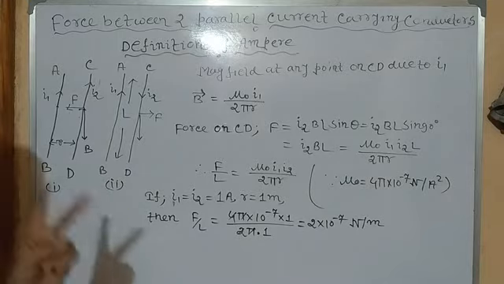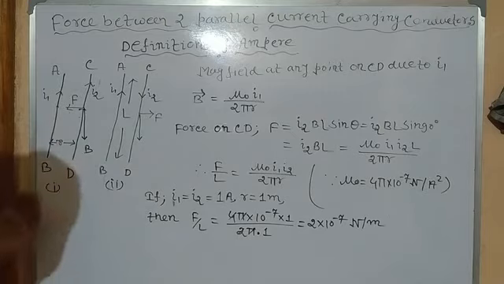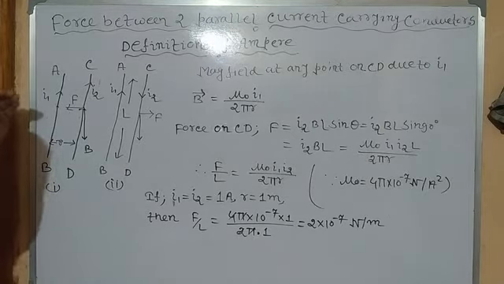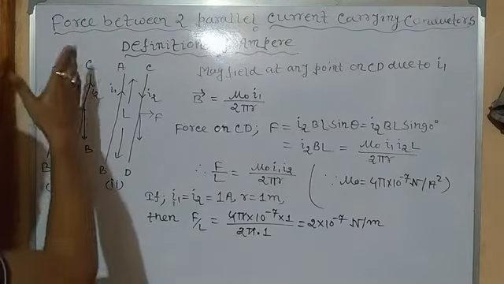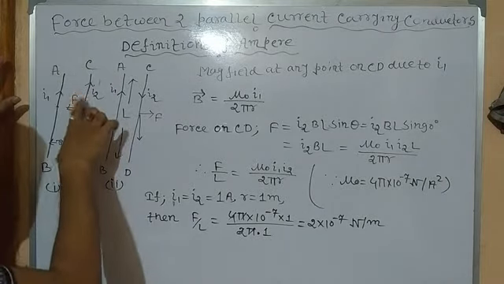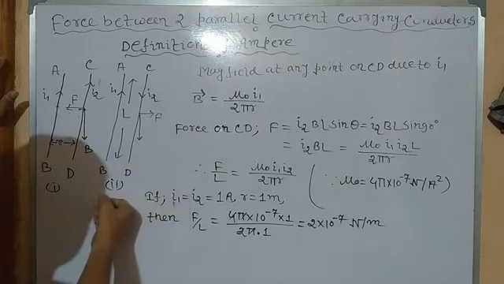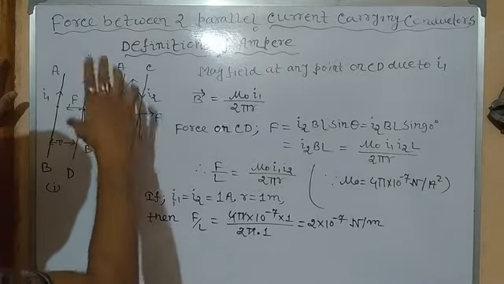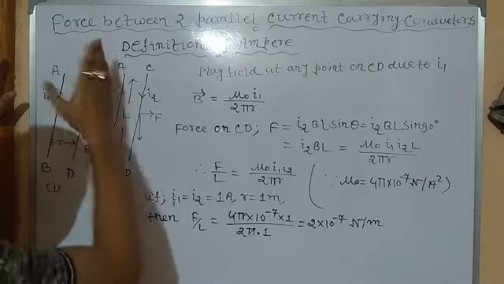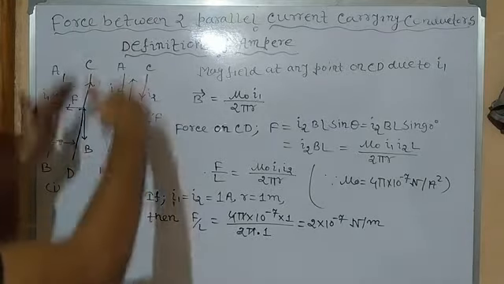You can see there are two parallel current carrying conductors, AB and CD, both carrying currents I1 and I2 respectively. In figure 1, the directions of flow of current are the same. AB is carrying current I1 and CD is carrying current I2, both in the same direction. Whereas in the second figure, the direction of current I1 in AB is upward, whereas the direction of current I2 in CD is downward. It means opposite directions.